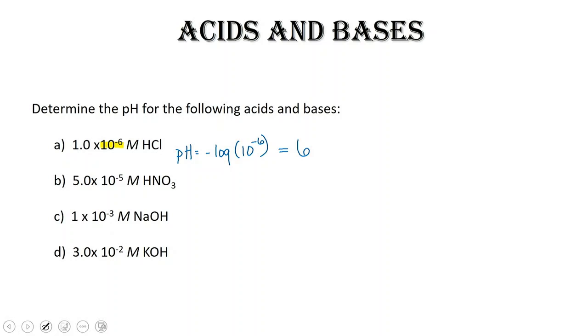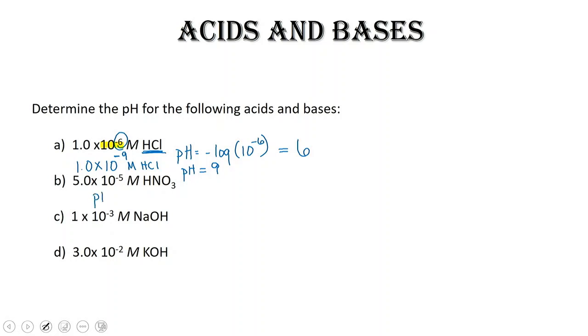So what can you say when you have a simple coefficient 1.0 times 10 to the minus 6? Well, the pH, if it's an acid, is always going to be that exponent without the sign. So if I had a solution that is 1.0 times 10 to the minus 9 molar HCl, then the pH would simply be 9. Okay? Let's try the next one.